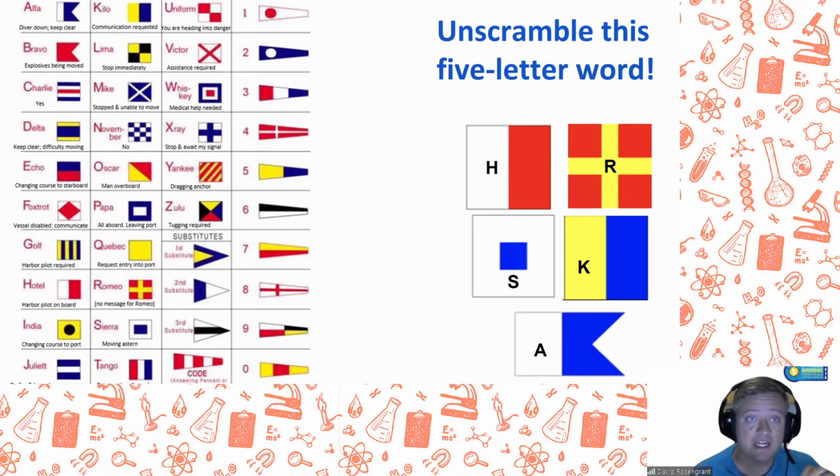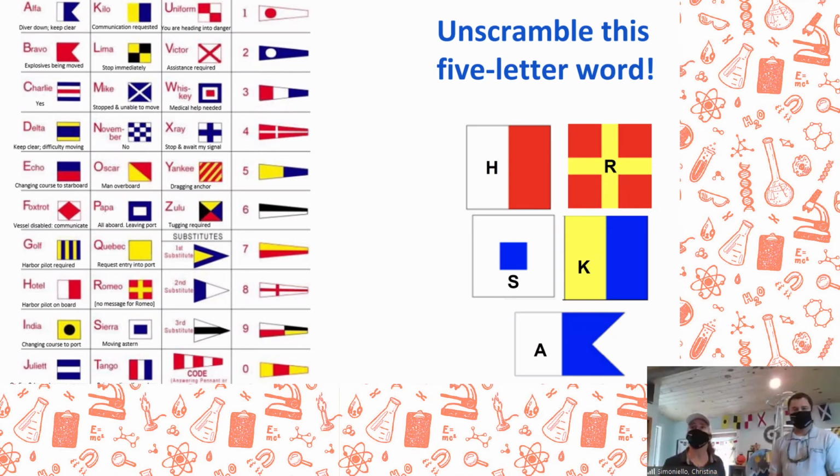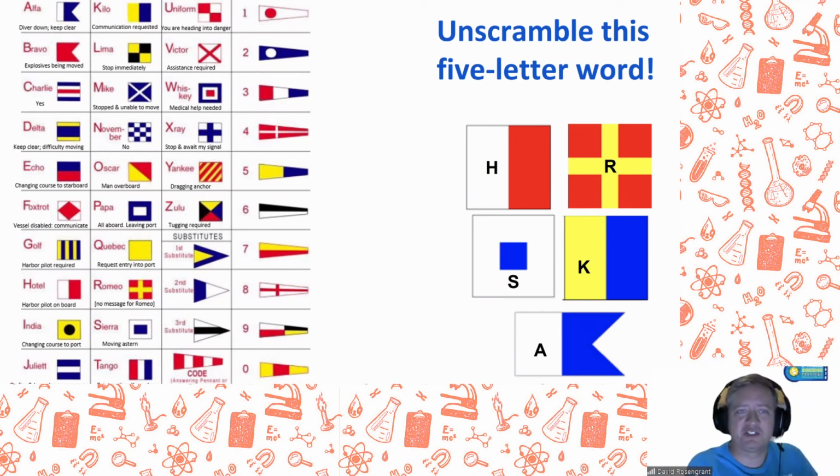All right. So we have a very keen eye with this next question. What does no message for Romeo mean? Does that mean that that flag doesn't have a message? Yes, that's exactly right. There's no message assigned to that letter, and I don't know why. Okay, I'm just curious. It's interesting that it would be R, and you would think it would be like Z, one of the last letters.